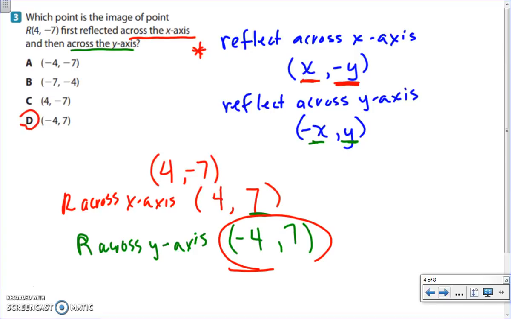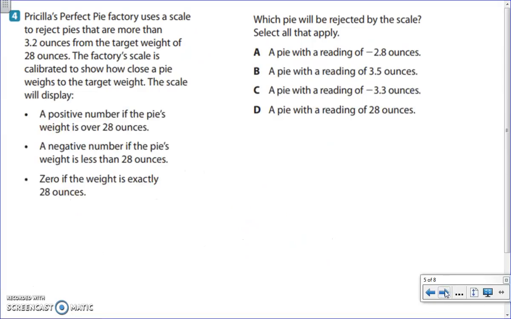Choice D. So you can see they're going to try to throw you off with all the different types of positive and negative 4s and 7s and all the orders and all that stuff. So that might be a good question to study and make sure you understand. These are 2 important points right here. X-axis, X stays the same. Y-axis, Y stays the same.